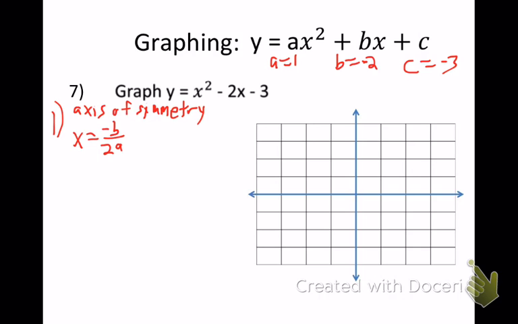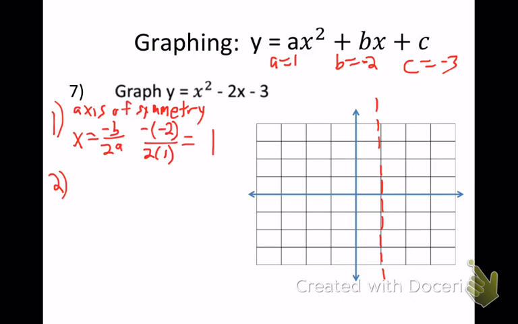So I'm going to have -2 over 2 times 1, right? So what do two negatives give me? A positive. So positive 2 divided by 2 gets me 1. So my axis of symmetry is right here at x equals 1.